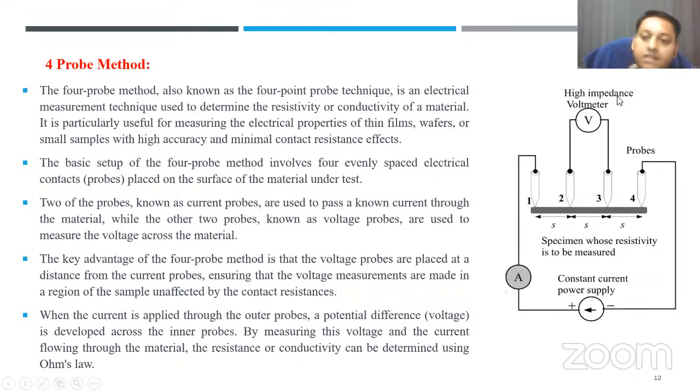So if we connect another 2 probes to a high impedance voltmeter, that will measure the voltage drop across the 2 probes. The reason behind calling this the 4-probe method is that 4 probes are used. 2 probes are called current probes and 2 probes are called voltage probes, and through the current probes we excite it by a current source and then we measure the voltage. So this measured voltage will determine the resistivity or the resistance of the material. Okay, and that resistance of the material gives you an idea about the electrical property of the material.